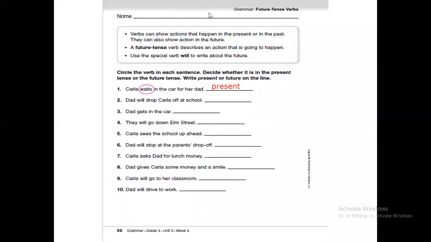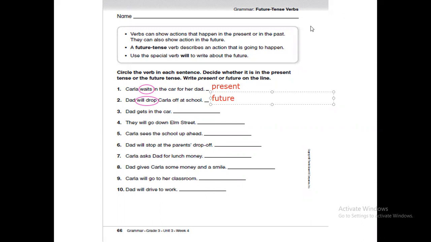Number 2, Dad will drop Carla off at school. He will drop. He didn't drop her yet, but he will drop. This is going to happen. So this is future.